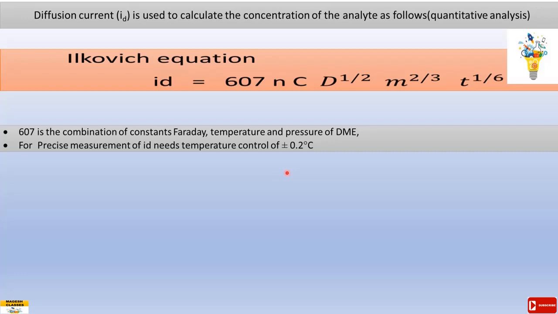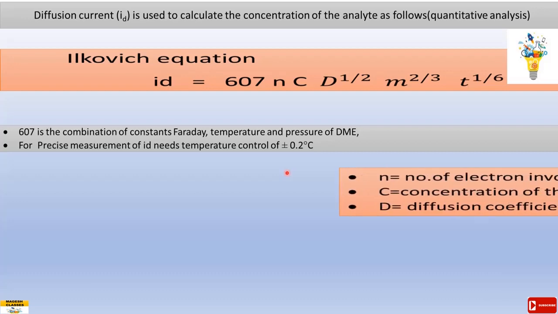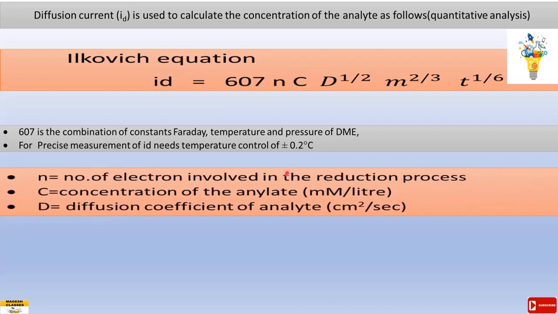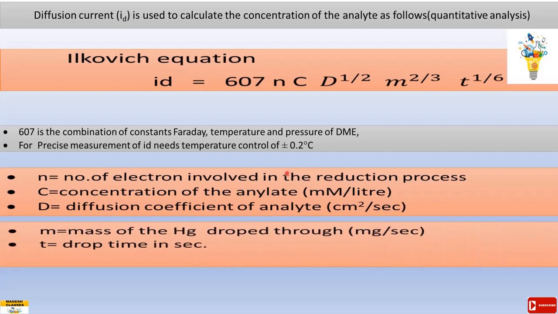For precise measurement in this experiment, we need temperature control of plus or minus 0.2 degrees Celsius, otherwise convection current arises. n is the number of electrons involved in the reduction process, C is the concentration of the analyte in millimolar per liter, and D is the diffusion coefficient of the analyte. t is the drop time in seconds, and m is the mass of mercury dropped through the capillary tube, in milligrams per second.